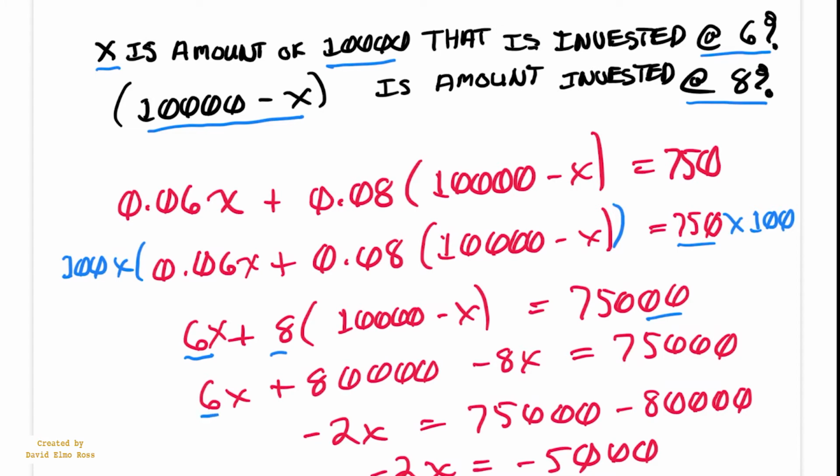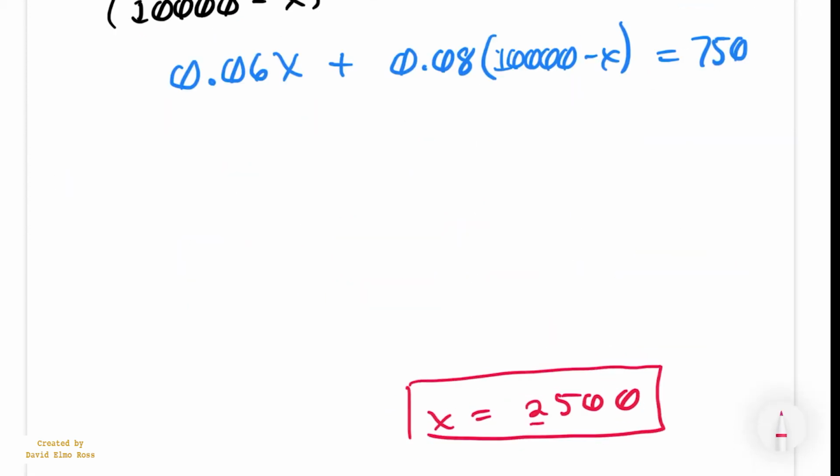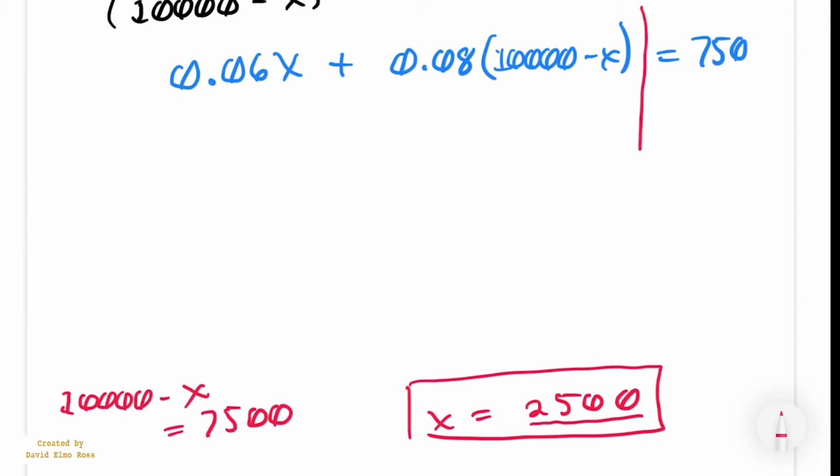So we have 6x, let's collect like terms, 6x minus 8x is minus 2x. If we subtract 80,000 from both sides, we're going to get this is equal to this, which means minus 2x is equal to minus 5,000, or x is equal to $2,500. If we are right, the $2,500 is what we invested at 6%. And I think it's fairly obvious that $10,000 minus X is going to give us $7,500 to make up the total of $10,000. And what we have to do is check our left and right side to make sure that this is going to work.